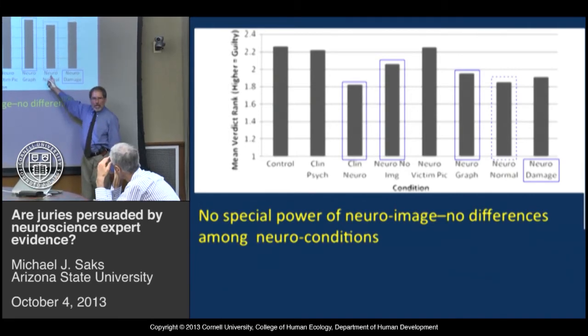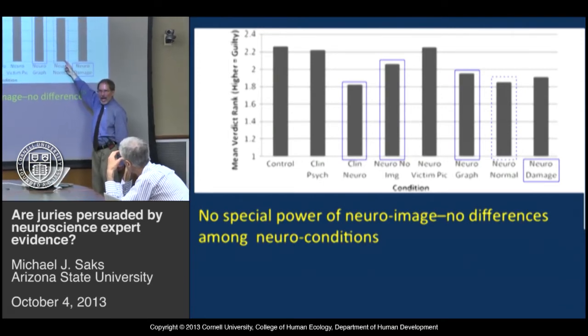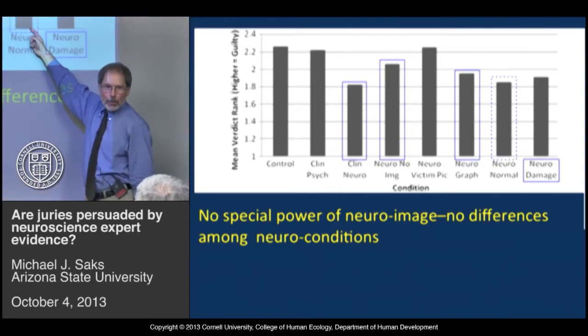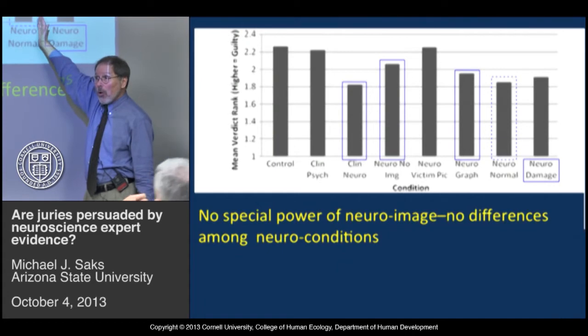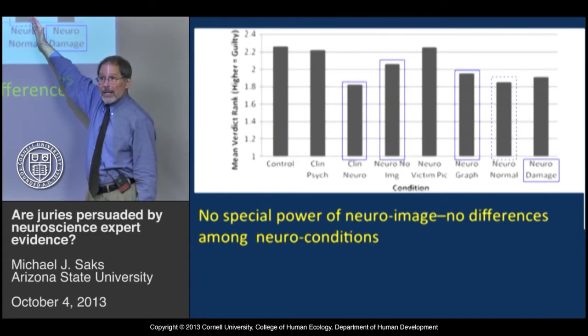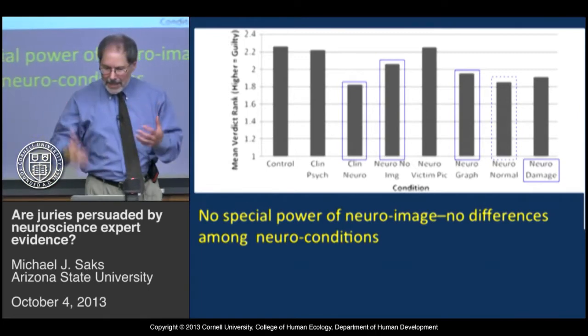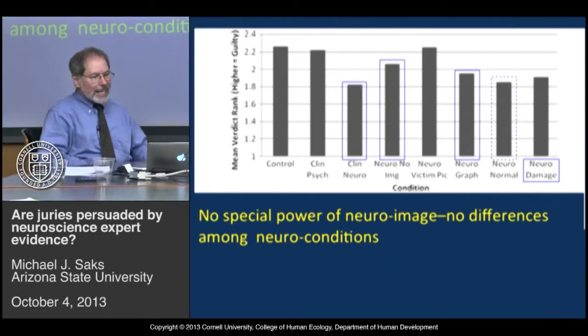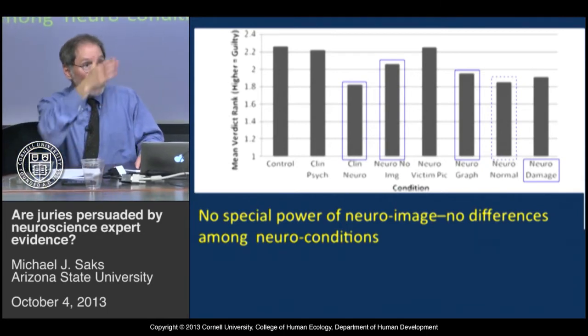The conclusion I'm tempted to draw from what this condition didn't do is that all this neuro stuff is a lot of mumbo jumbo to the jurors. Even though they're told this shows a normal brain, they're not picking up on the significance of that, the meaning of that. But in any event, the neuroimage showed no difference among the conditions.